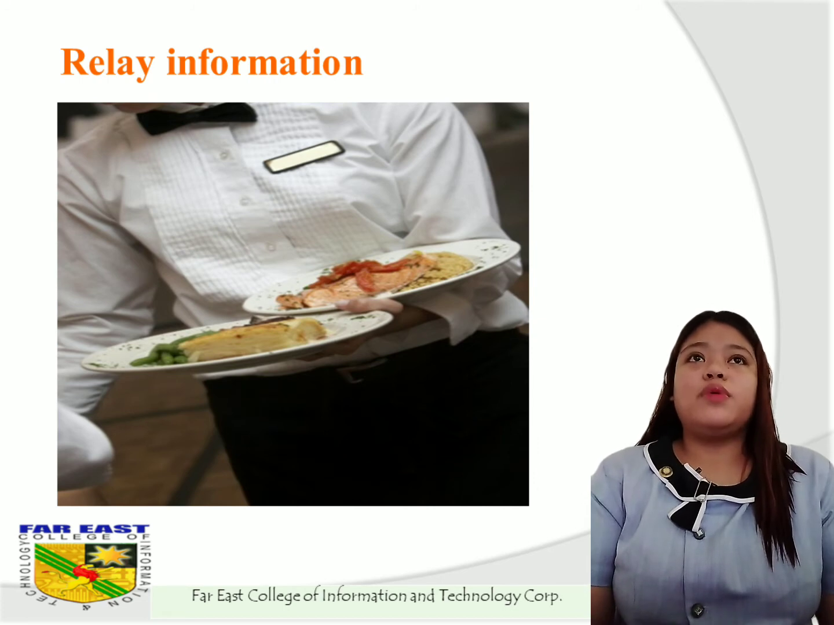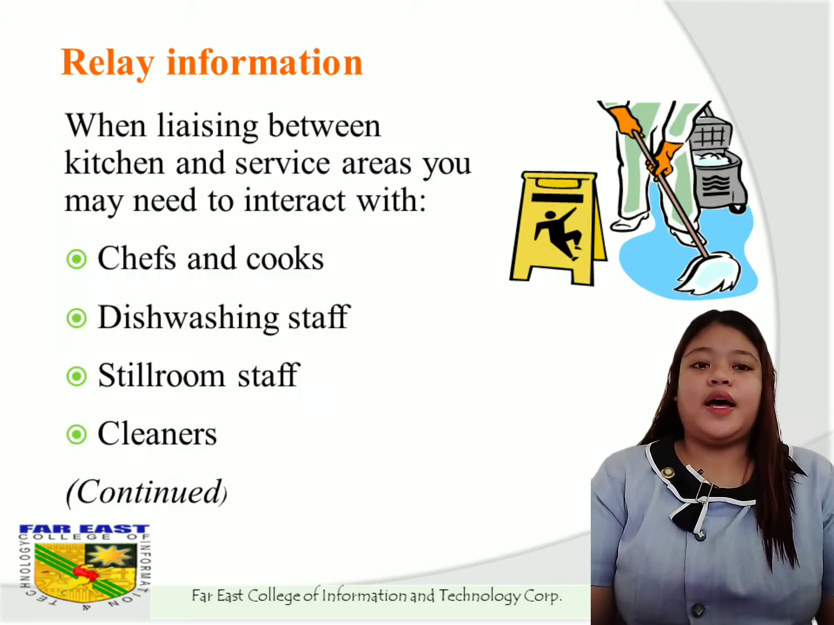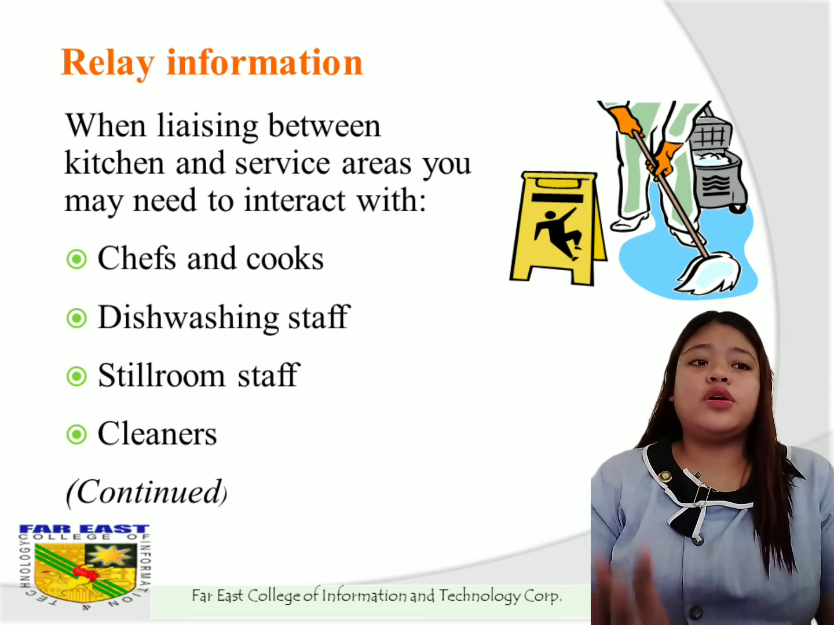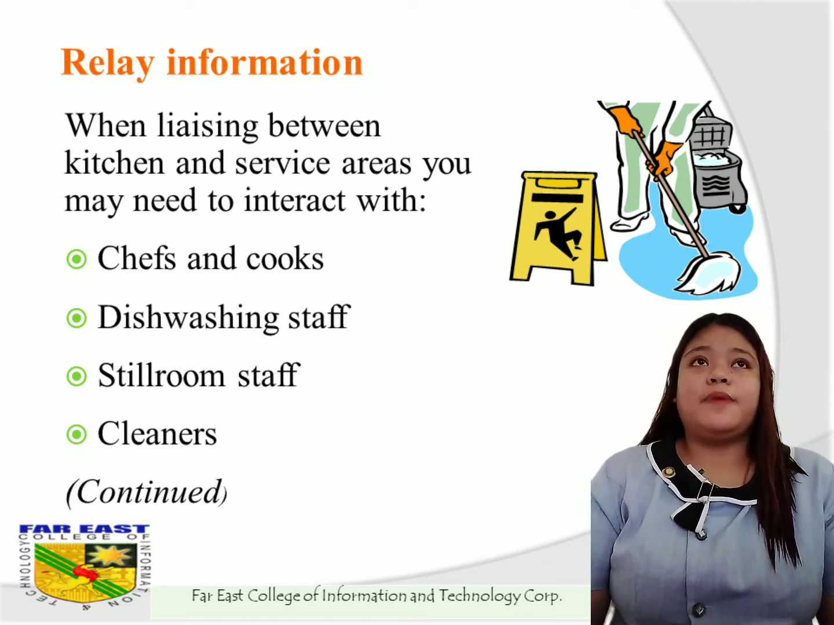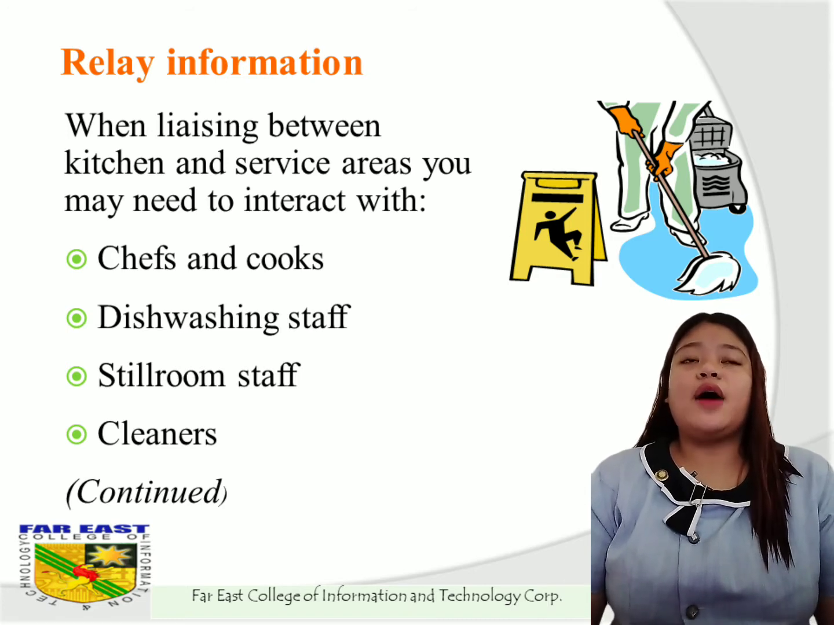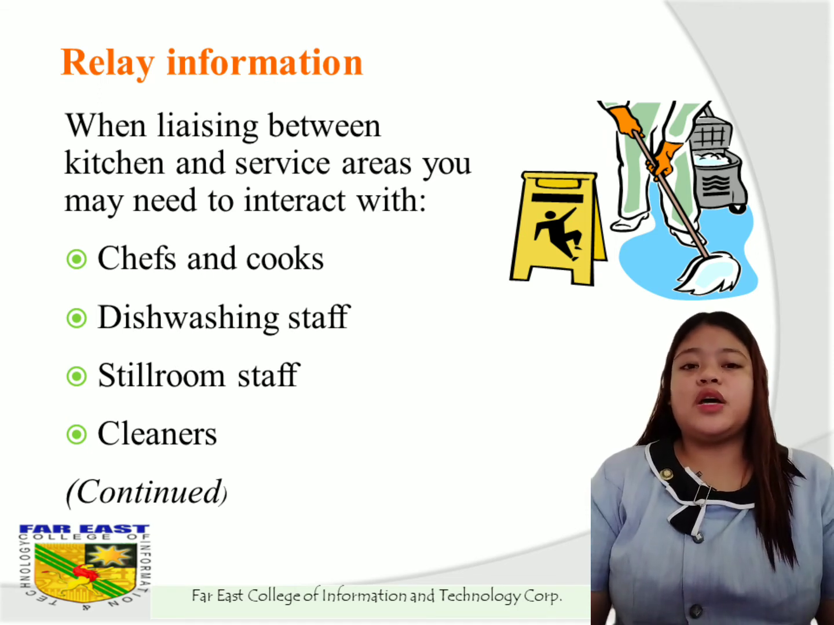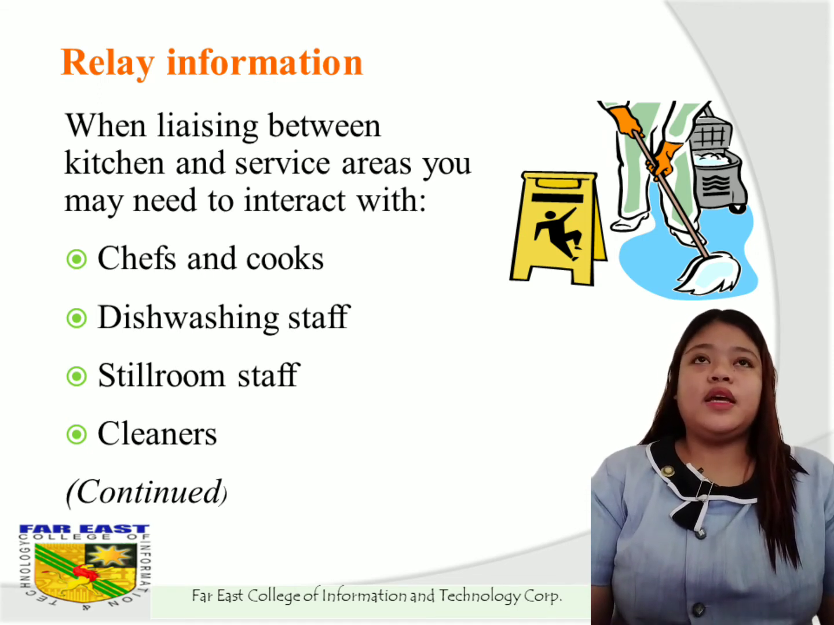Here, we will also study the staff. When relaying information and liaising between kitchen and service, if you want them to work together, you will need to interact with them. When we say liaising, this is the process of how we can work together and share together. Chefs and cooks may seek clarification of orders and ask you to pass on directions to waiters. They are the ones who prepare the food ordered by the customers.